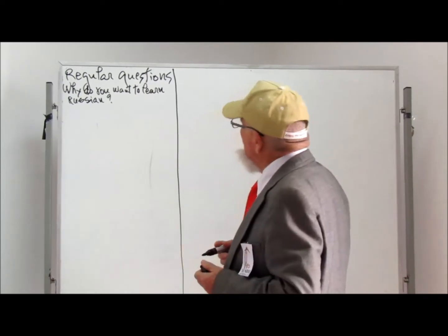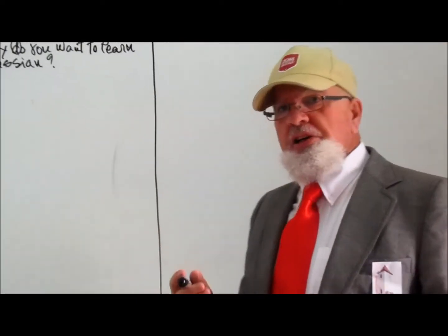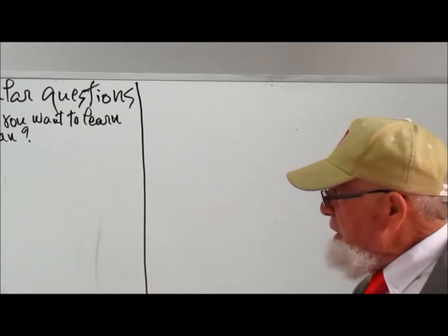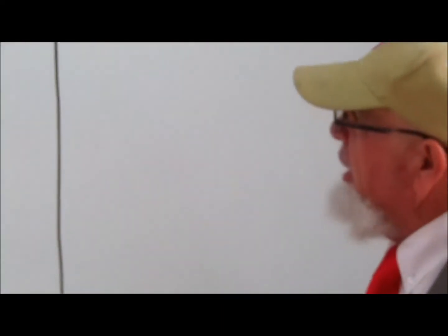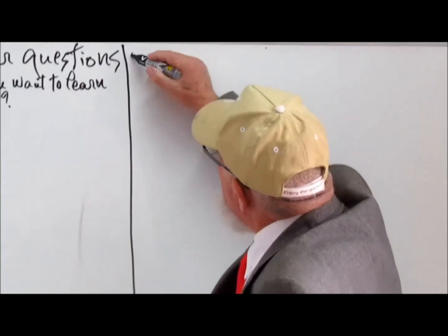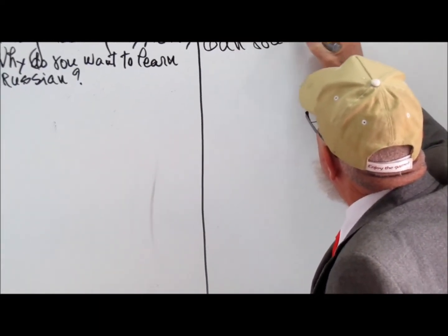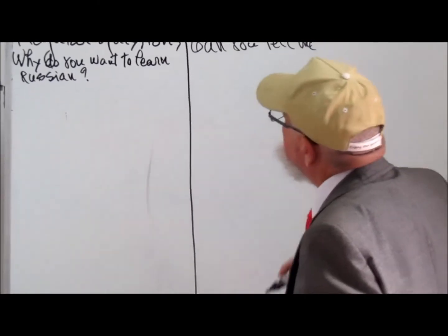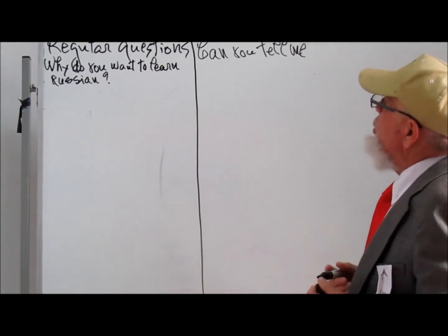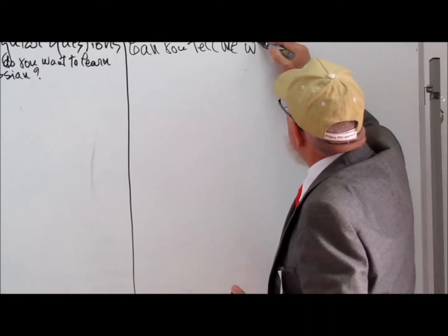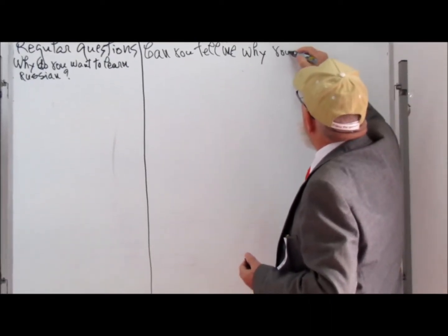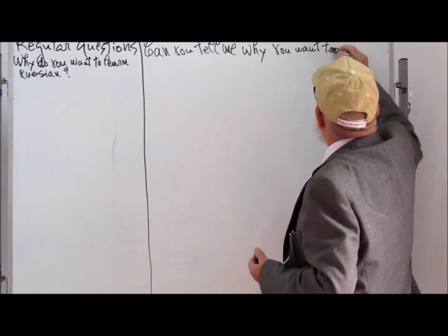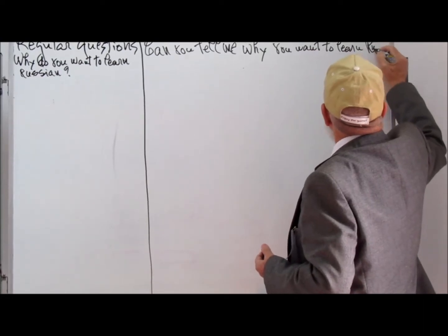It's a good question. So I will convert this question into an embedded question. Embedded questions are two questions in one, and of course an embedded question is more formal than a simple question. So in embedded questions I have to say, can you tell me why you want to learn Russian? Okay.